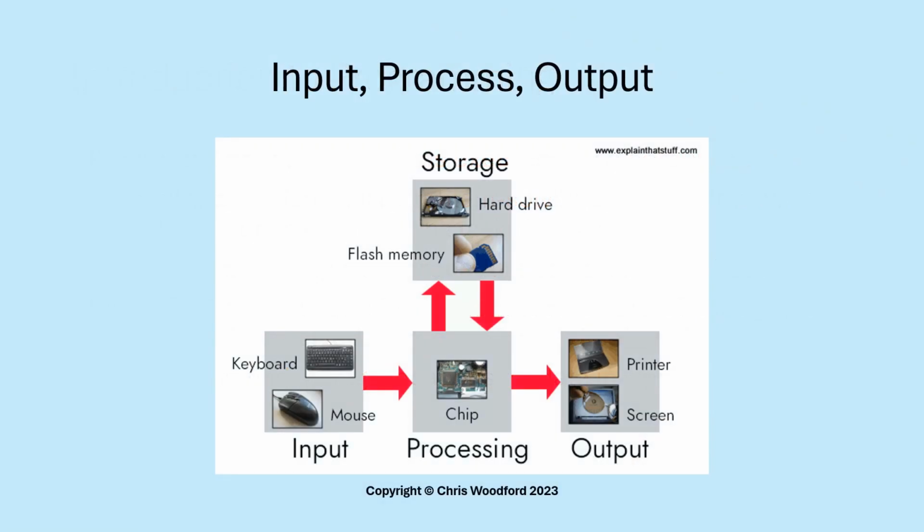An example of input process output would be something like a mouse or keyboard giving an input into a chip or the CPU, which interacts with the storage, which I'll mention more about later on, which will produce an output into something like a printer, a screen, or something related.